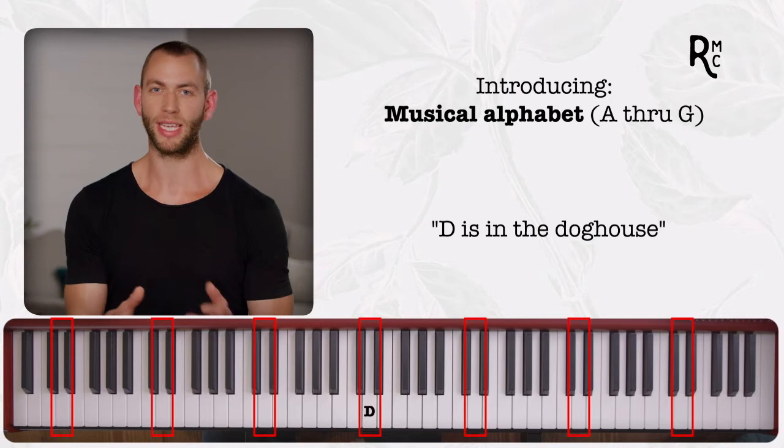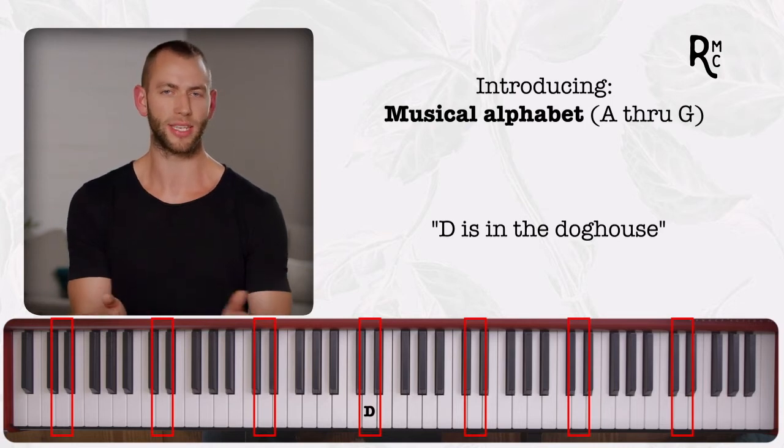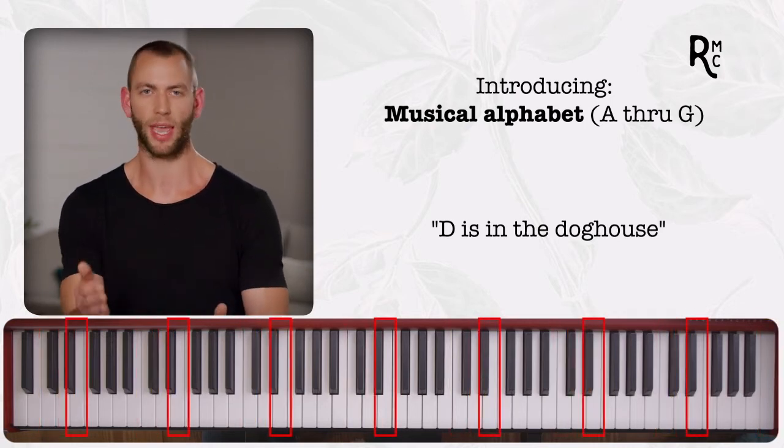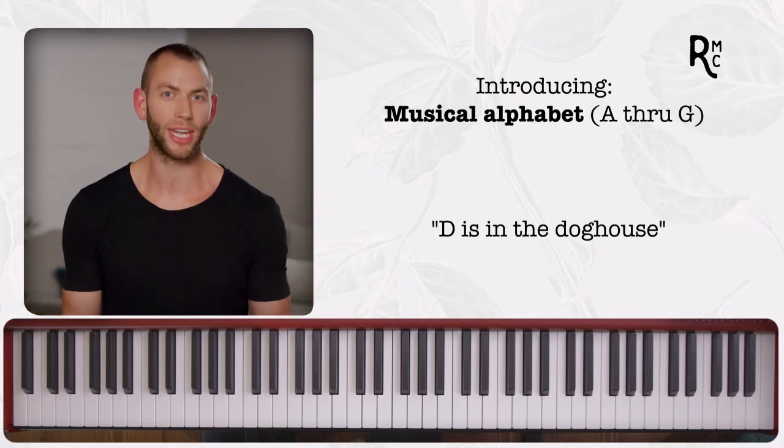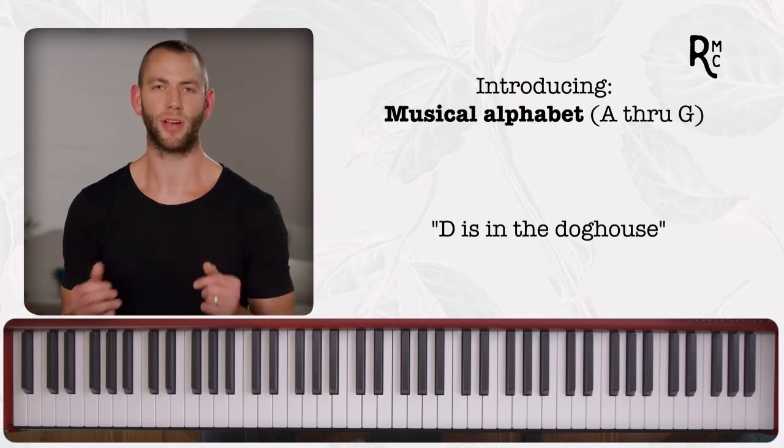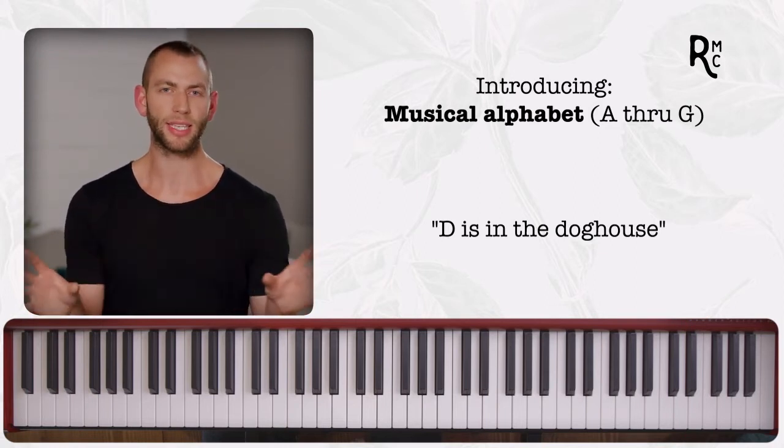And so if you know where D is, then you kind of know where every note is, right? C is right before D, E's after that, then F, then G. All you got to do is know the alphabet, and you're golden here, okay? So you can find any note you want to. And that sets the stage for what we're about to talk about.